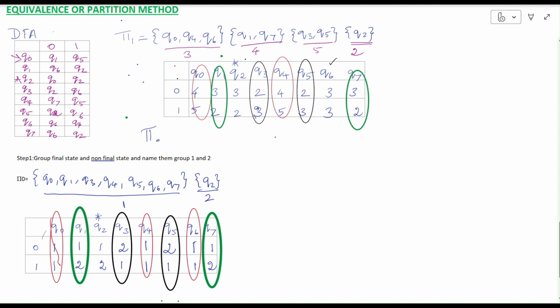So pi 2 is equal to Q0 and Q4, and Q1, Q7, and Q3, Q5, and Q6, and Q2.